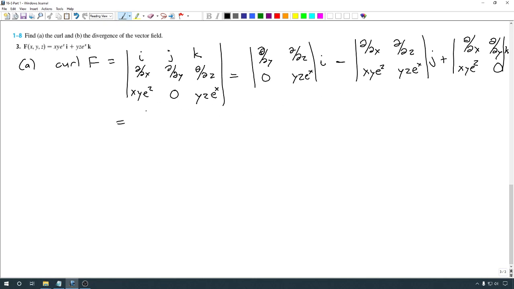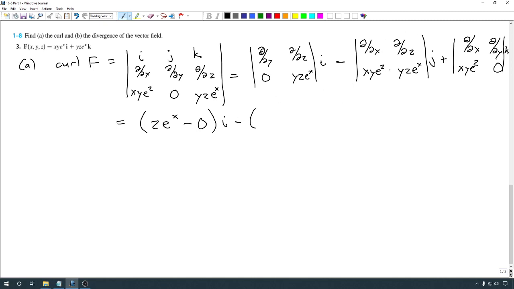Okay, now we go through all these. So for 2 by 2s, we basically do diagonals. So we're doing the derivative with respect to y of yz e to the x. The derivative of that is z e to the x minus the derivative with respect to z of 0. So we have a 0 there. That's our i component.